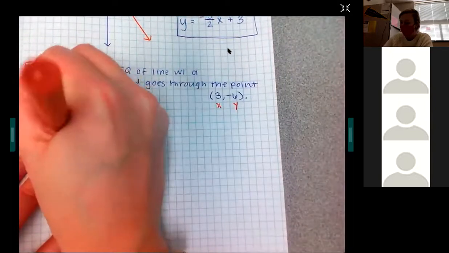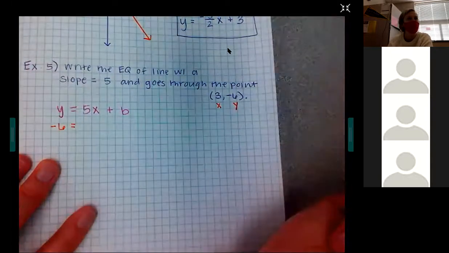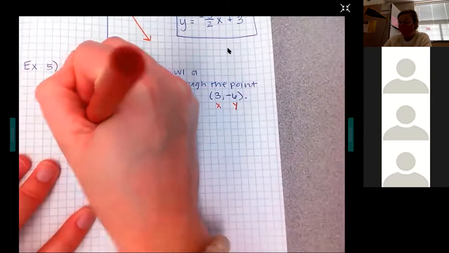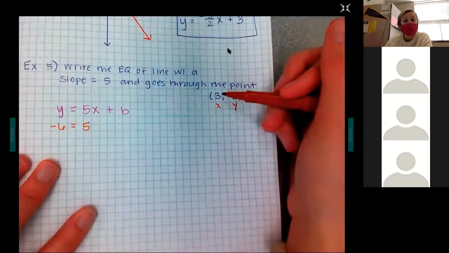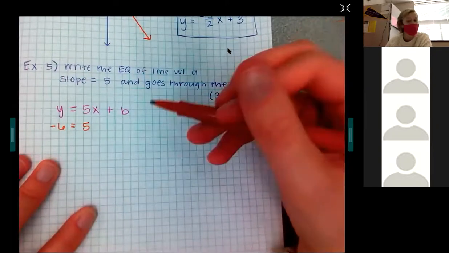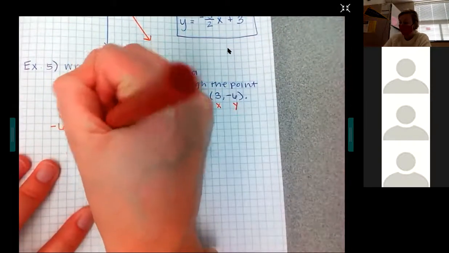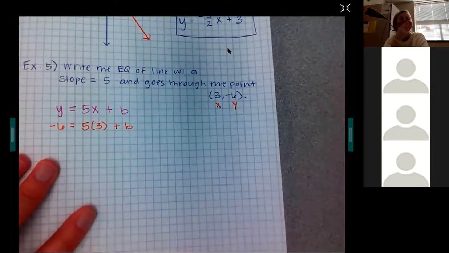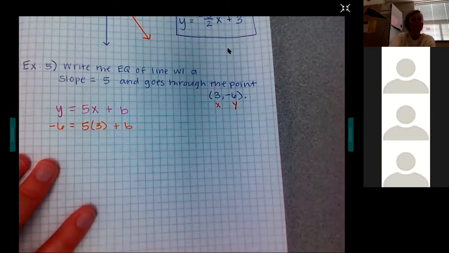Yeah, okay. You act like you've seen this before. Keep your 5 as the slope. And what can I put the 3 in for? X. So can we figure out what the base should be? Yes. By doing what? 5 times 3 and then solving for b, right?